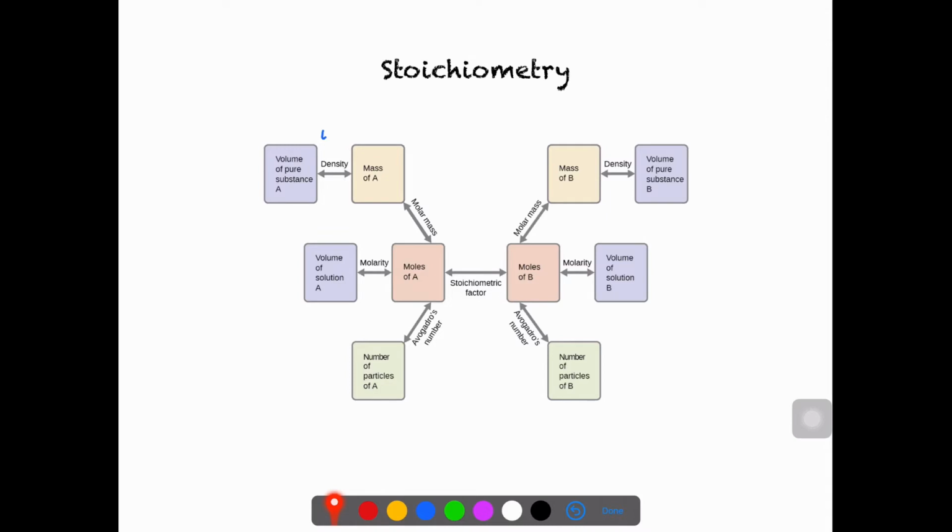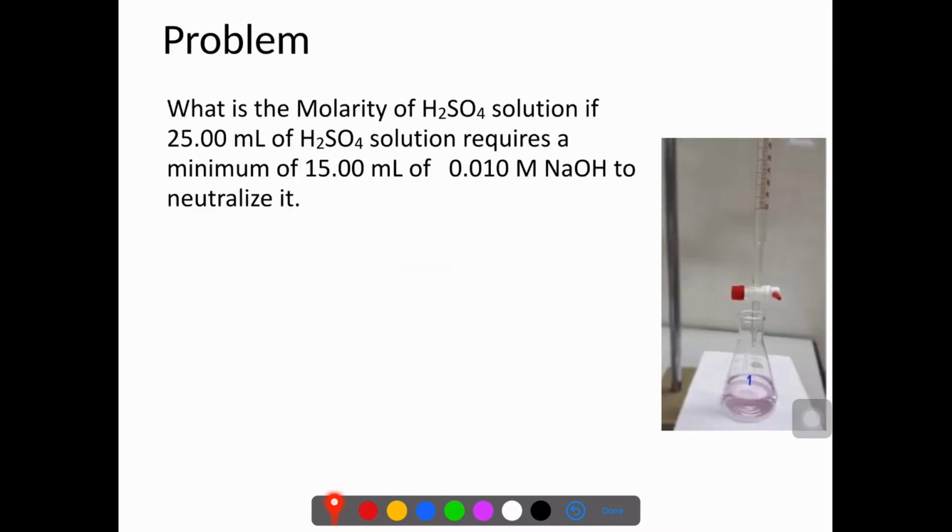Now, coming to performing stoichiometry, remember this chart. Anytime you have volume of a solution, you can use molarity and volume to get to moles. And once you have moles, that's the heart of stoichiometry, you can go from moles of one substance to moles of another substance. And when you have solutions, you're dealing with volume and molarity to convert to moles. So remember that. And we are going to work on a stoichiometry problem to find the molarity of an acid.